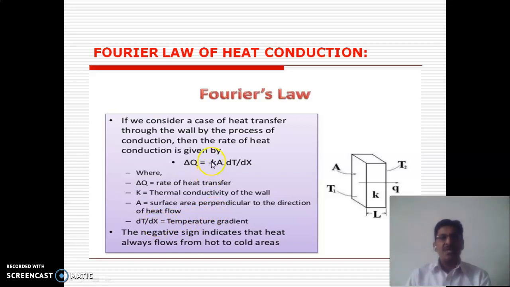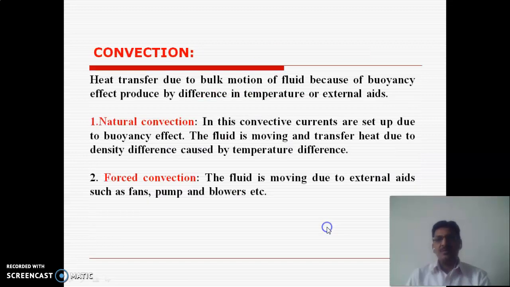The negative sign indicates that heat always flows from the higher temperature zone to the lower temperature zone, that is from hot to cold area. With the help of this you can find out the heat transfer rate in the conduction mode of heat transfer.